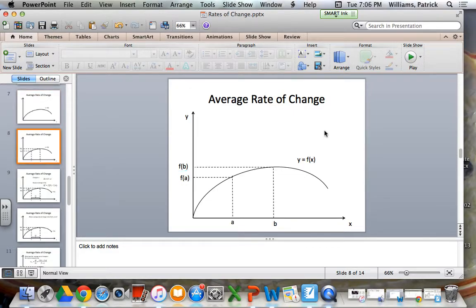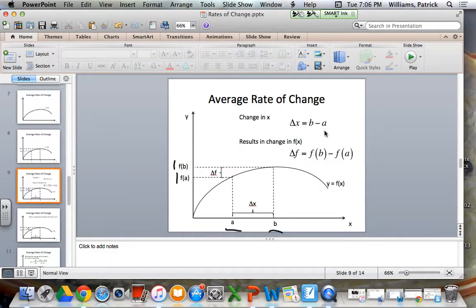We're going to put an initial x value, which will be a, and a final x value, which will be b. Those will have a corresponding initial y value and final y value, f of a and f of b as well. If I want to look at my change in x values, which we'll call delta x, well, that's just going to be final minus initial. Our delta y, or delta f in this case, is again just final minus initial, and that gives us essentially this, which is our run, and this is going to be our rise.